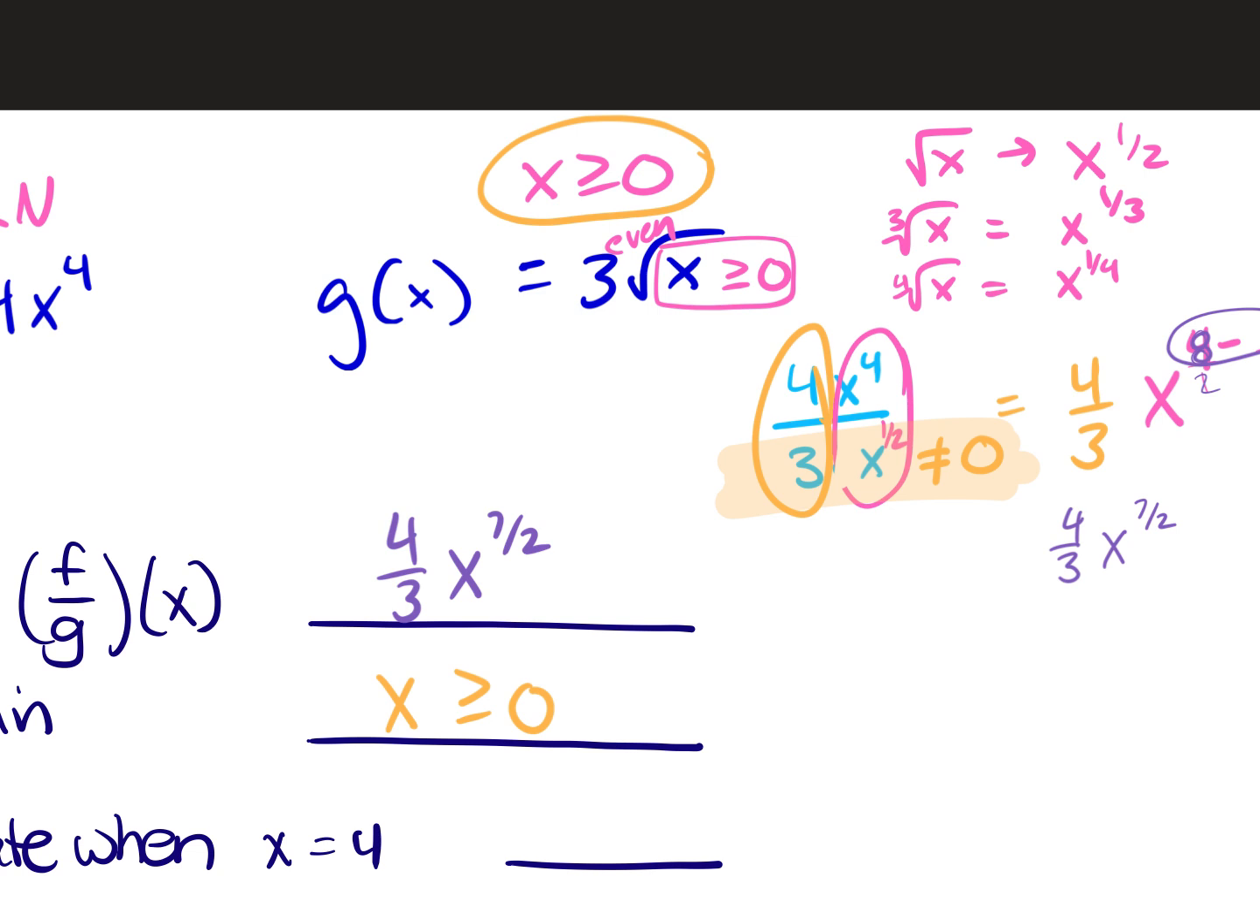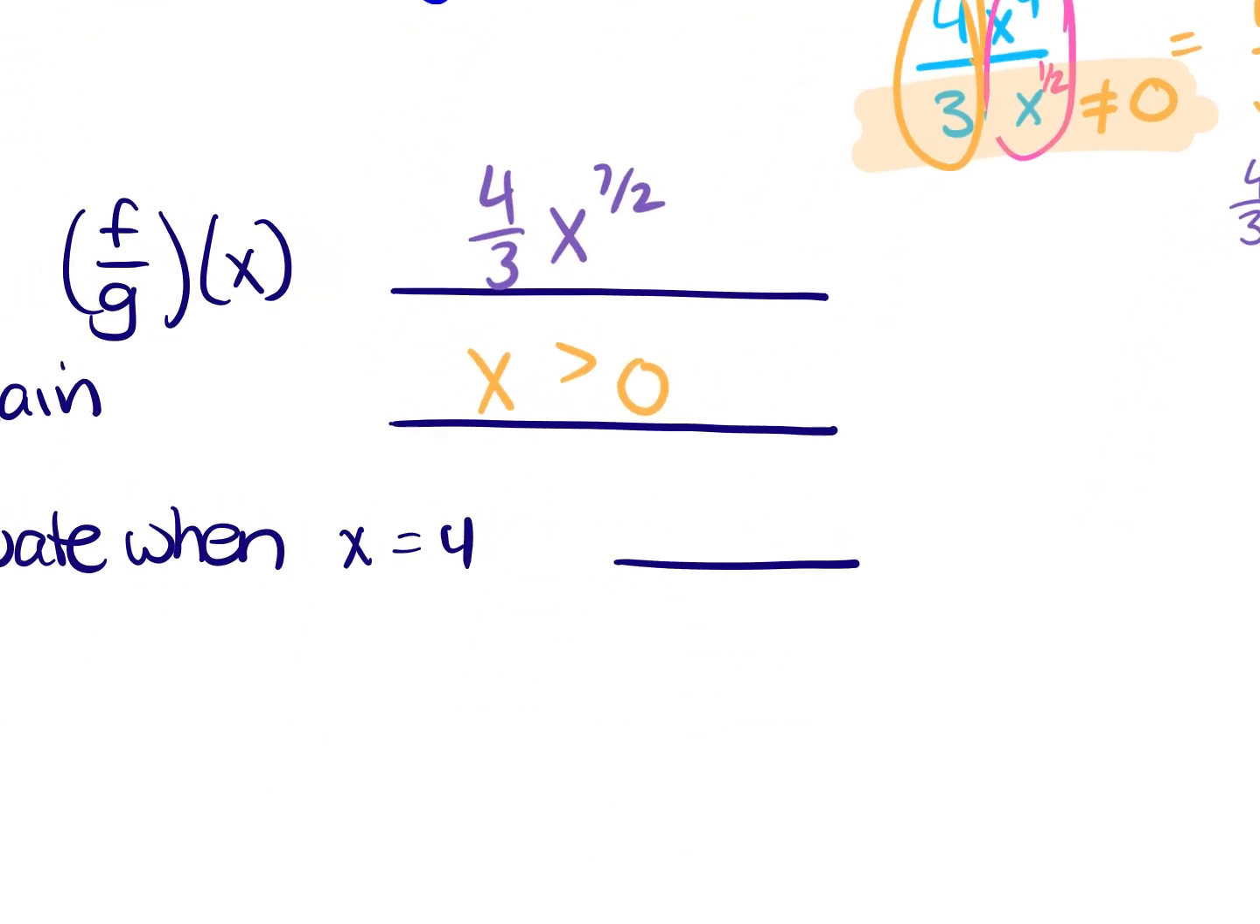So how can I say x is greater than or equal to 0 without 0? Just x is greater than 0. So if you're dividing, just get rid of that equal to sign. So it'd just be x is greater than 0. So anytime you're dividing, you can't have 0 in the denominator. So 0 cannot be included in your domain.